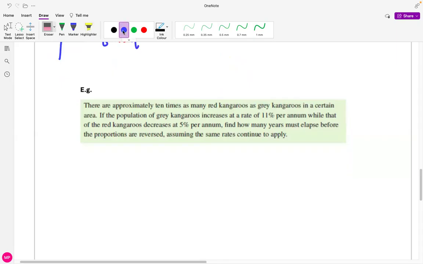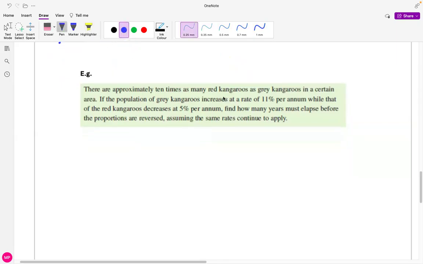Now, if we read this, there were approximately 10 times as many red kangaroo as gray kangaroo. So what that means is you have 10 times of gray kangaroo equal the number of red kangaroo. Okay, so it's the initial amount. So we're talking about initially, you have more red than gray.